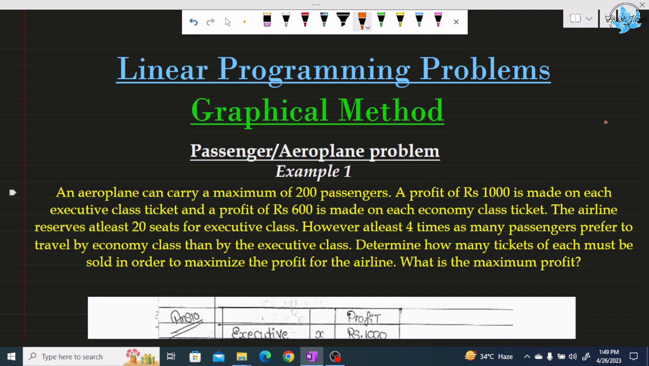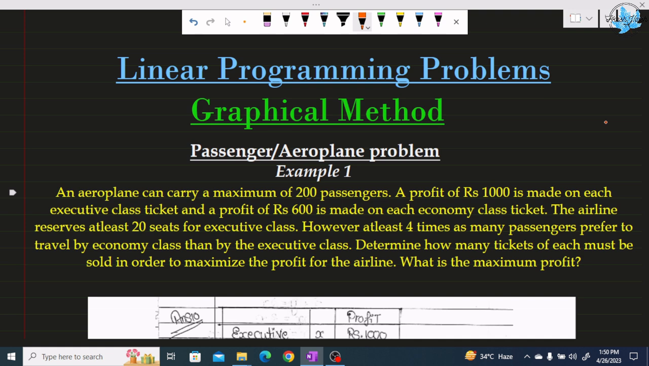I hope you have understood the question well: there is an aeroplane in which a maximum of 200 passengers can travel, and it has executive and economy class tickets. On selling the executive class ticket there is a profit of 1000, and on selling the economy class ticket there is a profit of 600. There are at least 20 seats reserved for the executive class, and more people prefer to go by the economy class rather than the executive class. So that's all for the question.